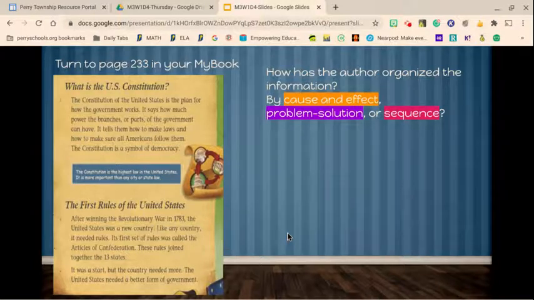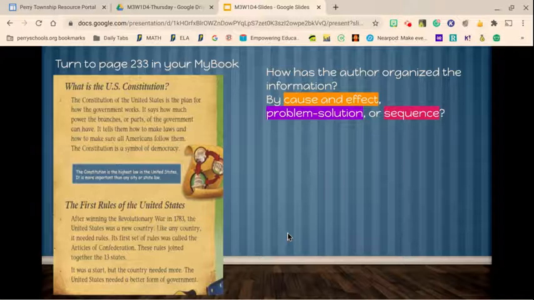After winning the Revolutionary War in 1783, the United States was a new country. Like any country, it needed rules. Its first set of rules was called the Articles of Confederation. These rules joined together the 13 states. It was a start, but the country needed more. The United States needed a better form of government.